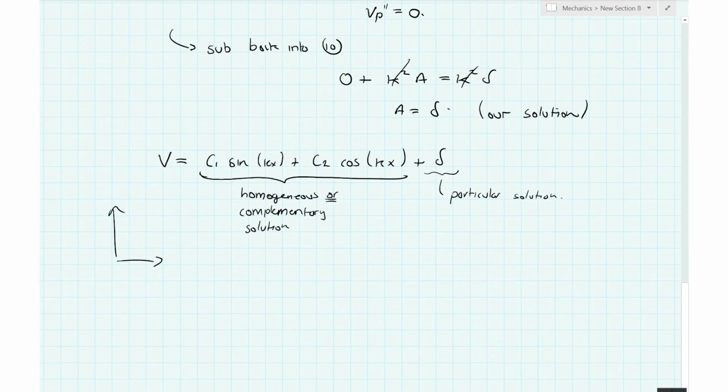So our general solution has three unknowns. It's got C1, C2, and delta, right? So three unknowns in our equation, and that means we need three boundary conditions. Have a little think, before you see me write it out, what are those boundary conditions? What can we say about the deflected shape of our structure? What can we state as boundary conditions at this stage?